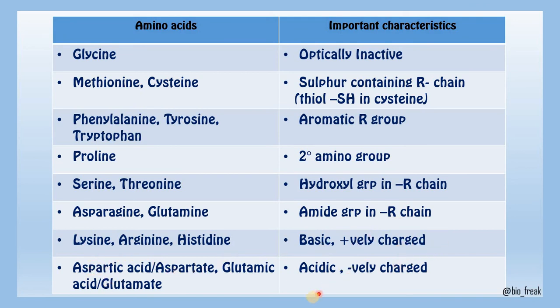They are positively charged. Acidic and negatively charged amino acids are aspartic acid and glutamic acid. They are also referred to as aspartate and glutamate. So do not confuse asparagine and glutamine with aspartate and glutamate. Just make note of that as well. Many people get confused between these two.